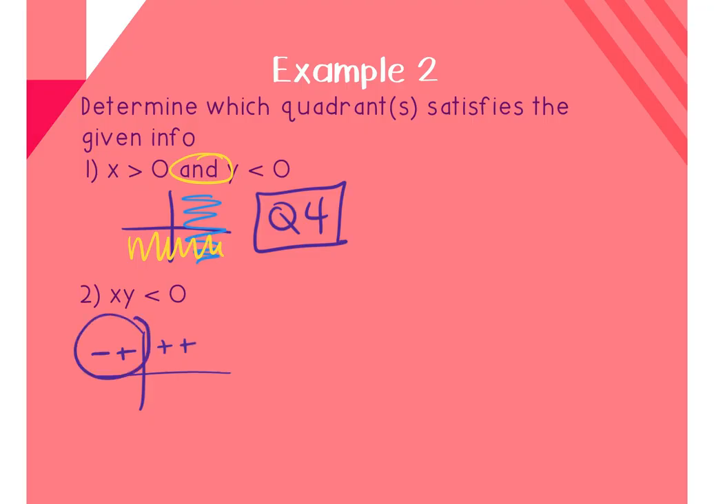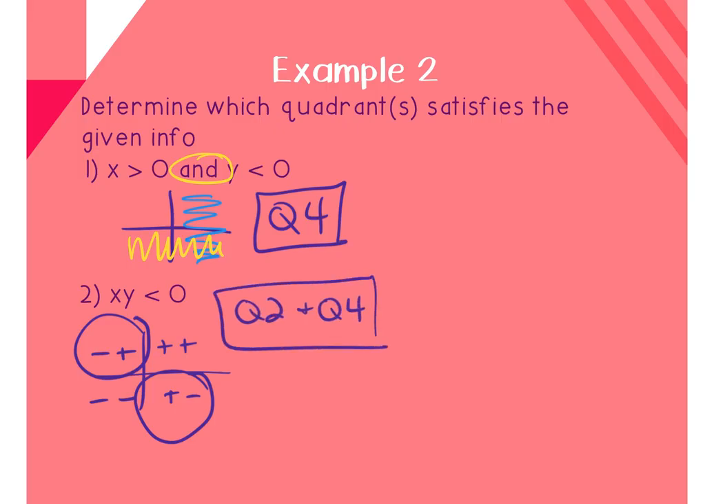What happens in the third quadrant? They're both negative. That product would be positive. And in the fourth quadrant? Positive x, negative y. So there's my other negative product. So this is quadrant 2 and quadrant 4. Good still? Questions?